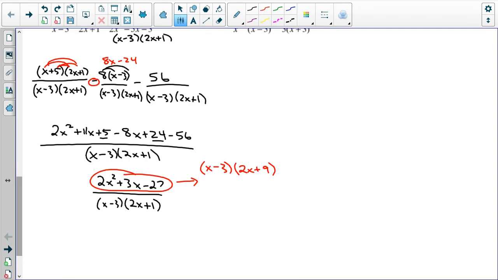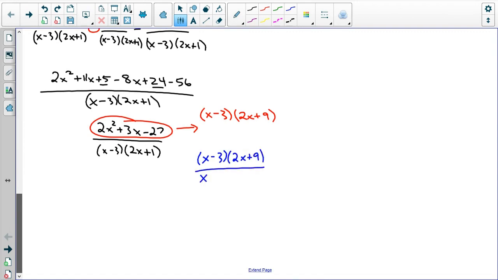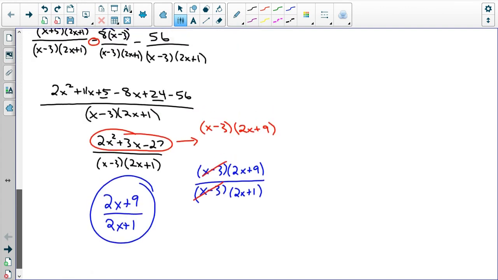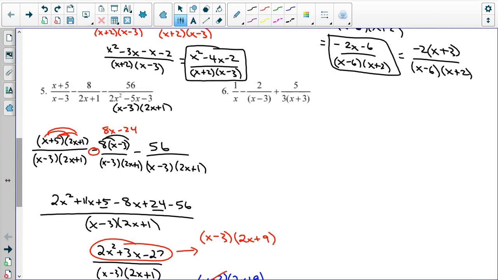Notice that if I distribute this out, I get 2x squared minus 6x plus 9x, which gives me plus 3x minus 27. So I have to continue in this problem because something can cancel. So I have x minus 3 times 2x plus 9 over x minus 3 times 2x plus 1. The x minus 3's cancel, and my final answer is 2x plus 9 over 2x plus 1. So that's my final answer for problem 5. Sorry, I said problem 7 earlier by mistake.